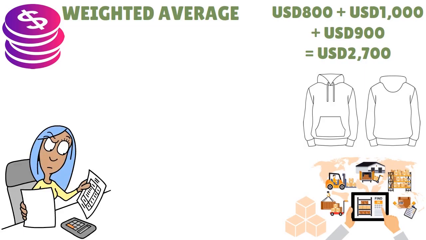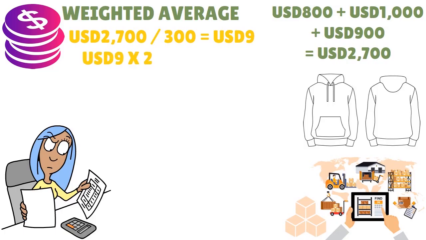So basically you have what? You bought 300 hoodies, right? The math is pretty straightforward. That's 2,700 divided by 300 equals $9. So using the weighted average method, your ending inventory valuation would be $225. How did I get it?